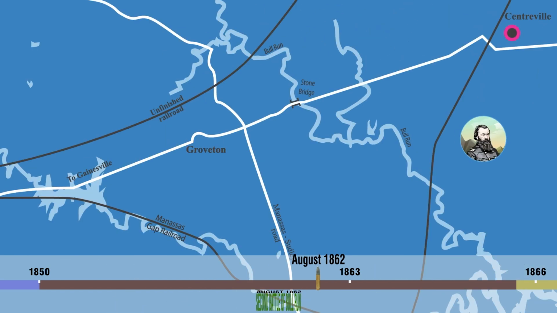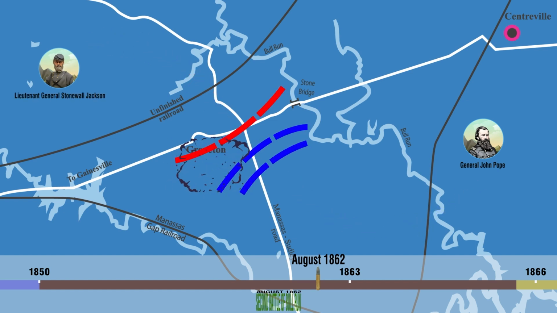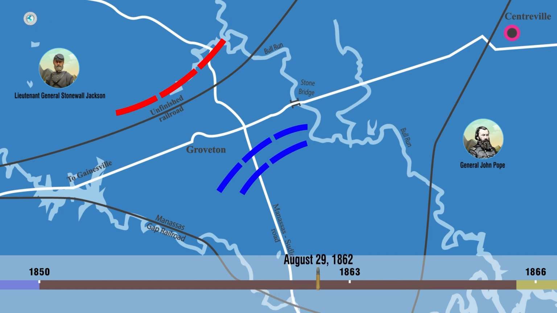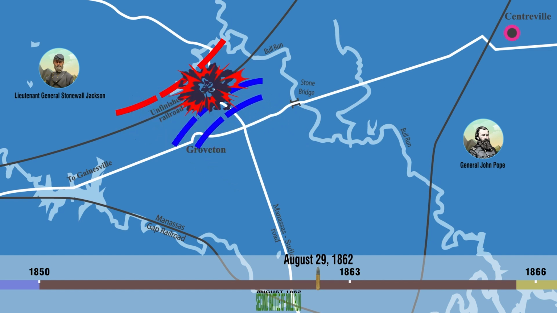Faced with approximately 62,000 Union troops commanded by General John Pope against 50,000 Confederate troops commanded by General Robert E. Lee. After more than a day of fierce fighting, General Robert E. Lee ordered Lieutenant General Stonewall Jackson's troops to withdraw into a defensive position along an unfinished railroad.